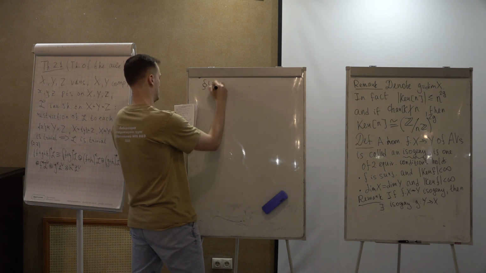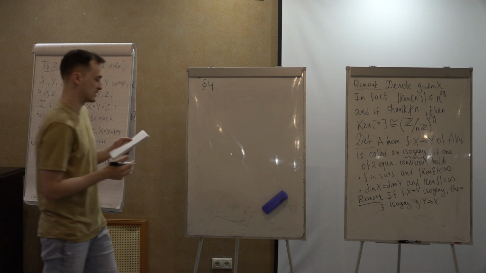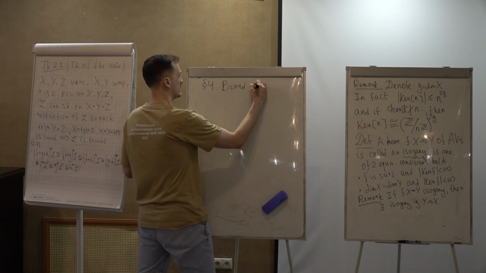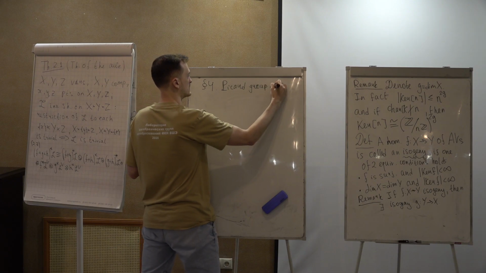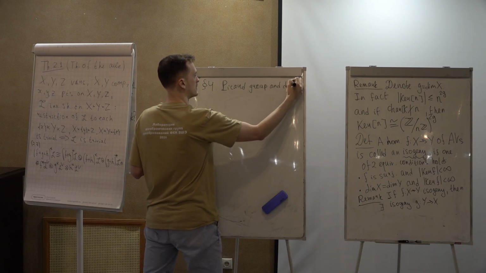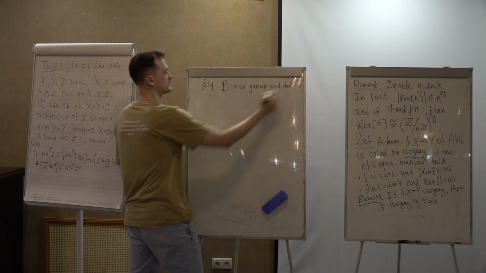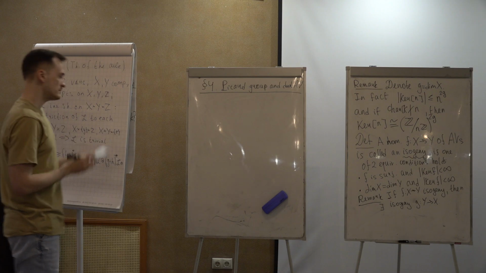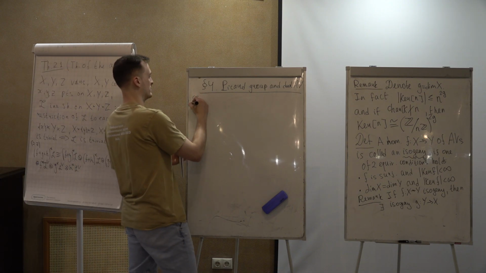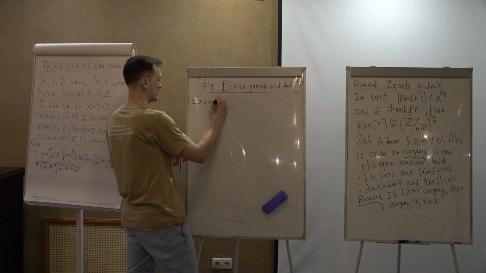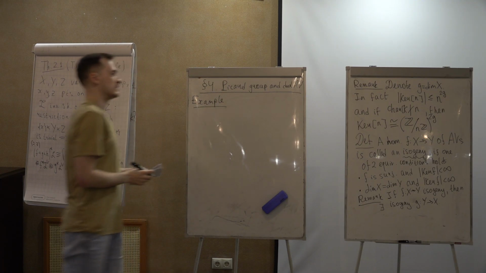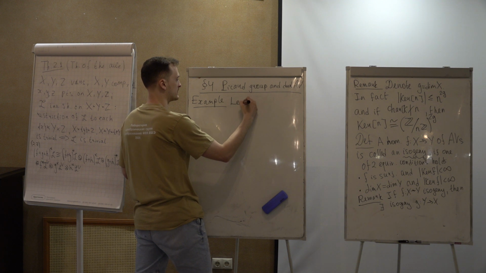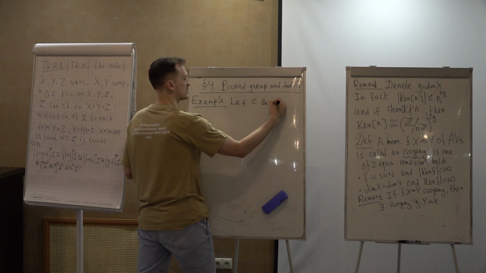So, next section, Picard group and dual abelian variety. And we start with a motivating example. So what do we have for elliptic curve? So let's see the elliptic curve.